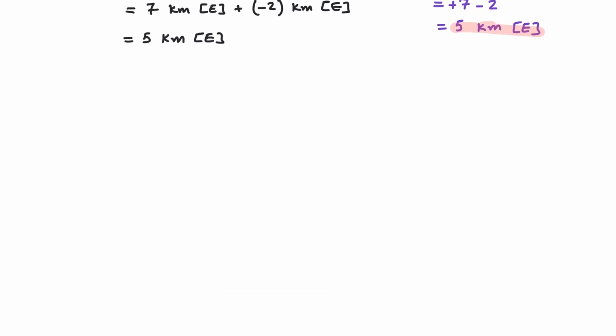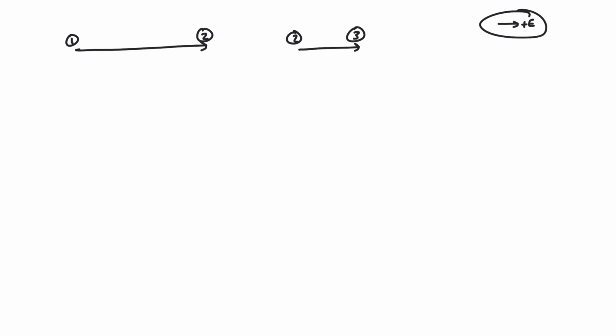Let's discuss subtracting vectors as well. So if we have two vectors, let's say we have a person which travels to the east. Let's take east to be positive again. And let's say we have a person which moves from 1 to 2, and then let's say 2 to 3 here, and let's say this is 10 kilometers, and this is, let's say, 5 kilometers. And we want to subtract the two vectors. So what do we do?